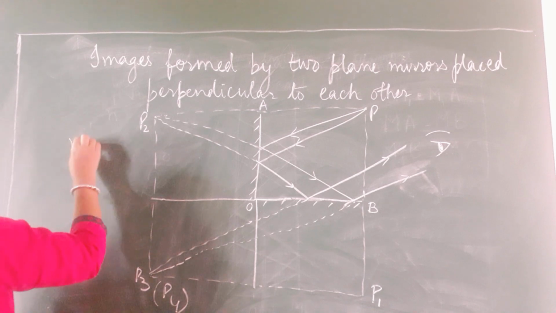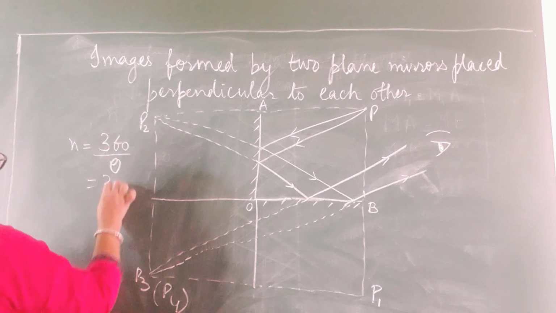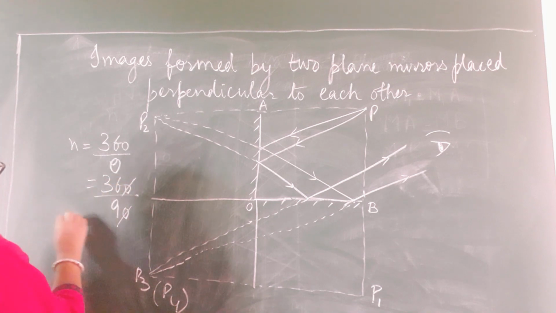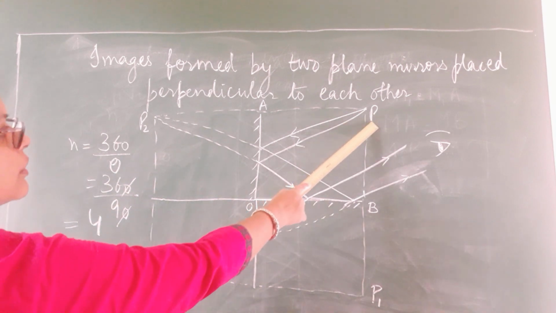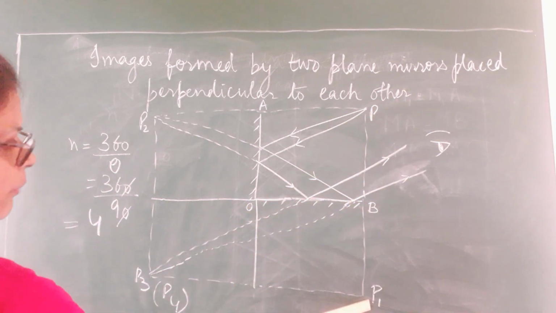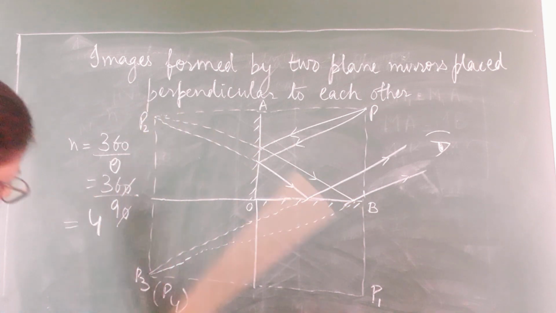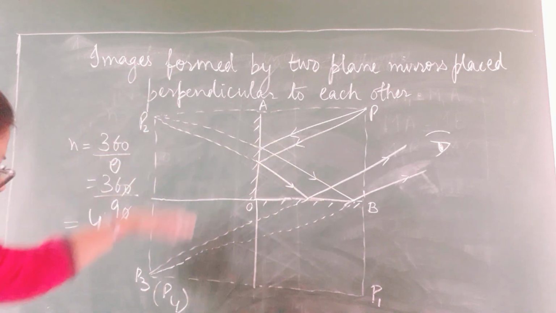So the total number of images, I will use the formula: number of images is 360 upon theta. Here it is 360 upon 90. You know the angle between the mirrors is 90, so the number of images formed is actually 4. How? This is the object. Image 1, image 2, image 3, and behind the image 3 on the other side is P4.